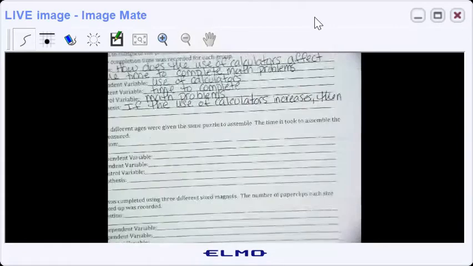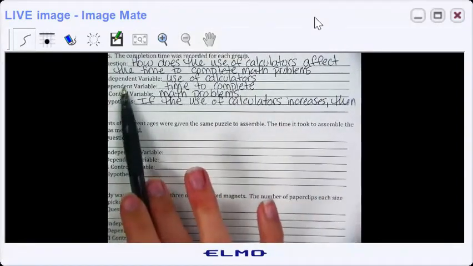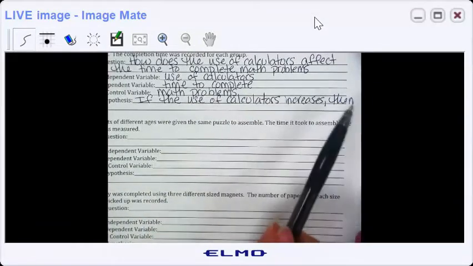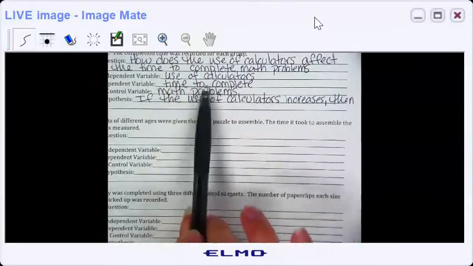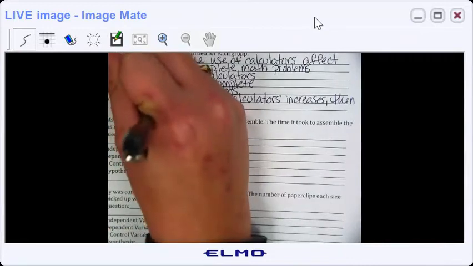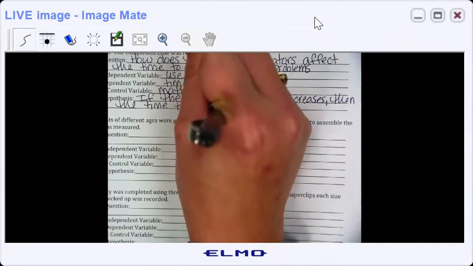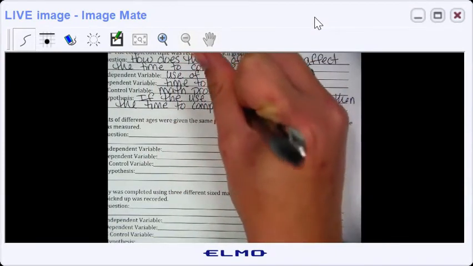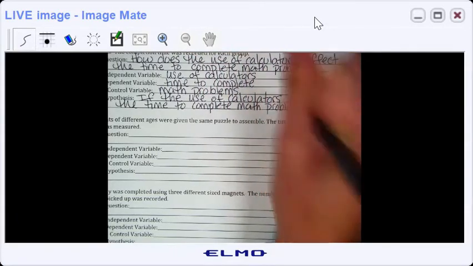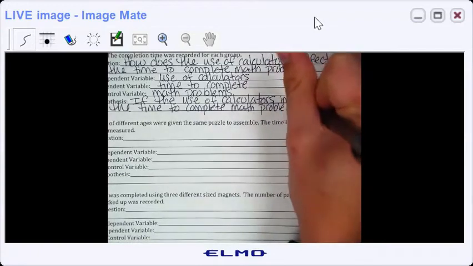then what happens? Then we use our dependent variable. It always goes independent and then dependent. So if the use of calculators increases, then the time to complete the math problems will probably decrease. If I have a calculator, I can do math way faster.